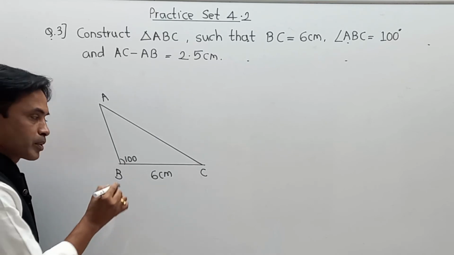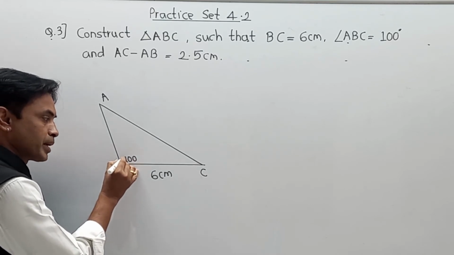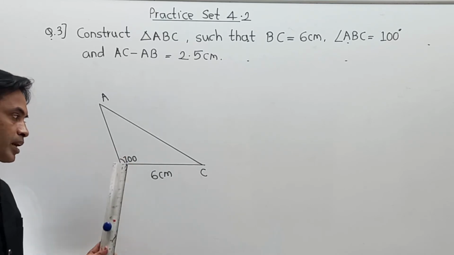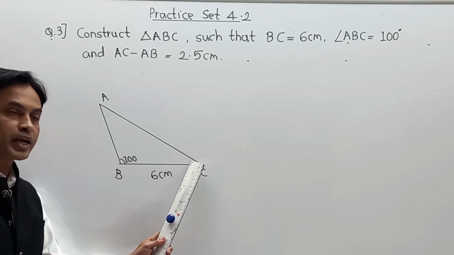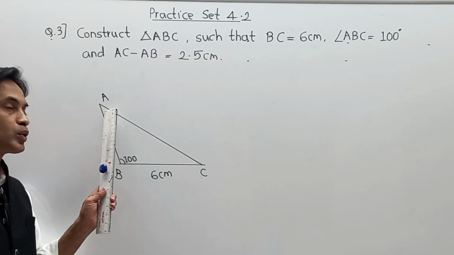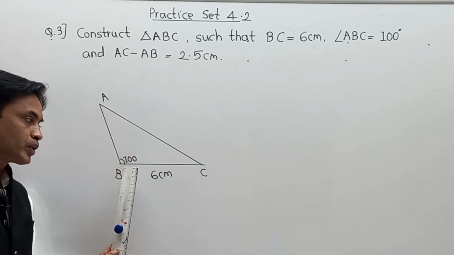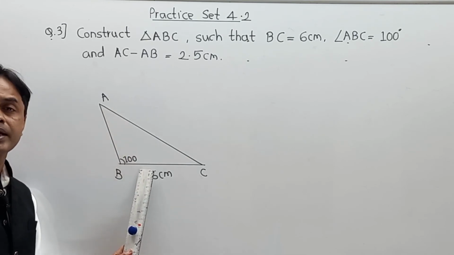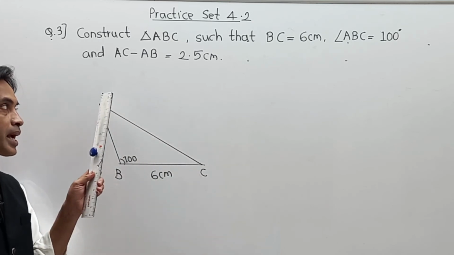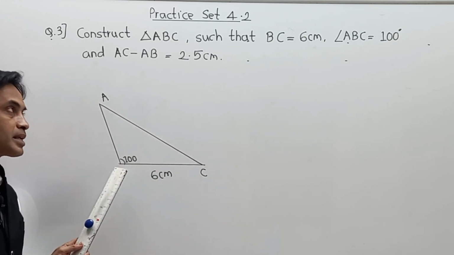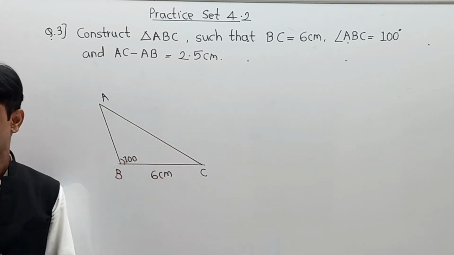Here there is a little bit of a problem. It is somehow a typical problem, so please try to understand. You know the value of angle B over here, but we don't know the value of angle C, because we don't know the value of angle A. We know only one angle, that is angle B, 100 degree. They have given base BC as 6 centimeter, and the difference AC minus AB, that is 2.5 centimeter.